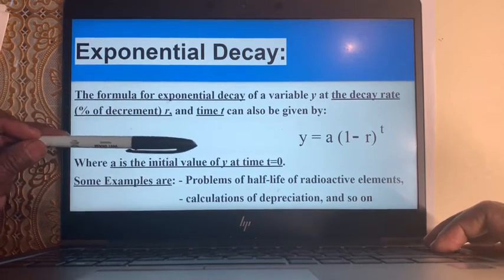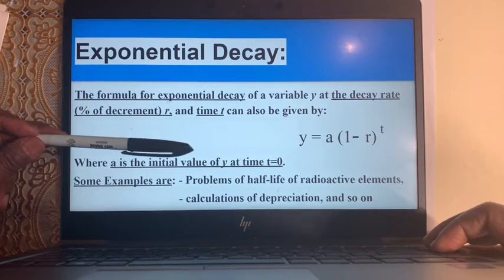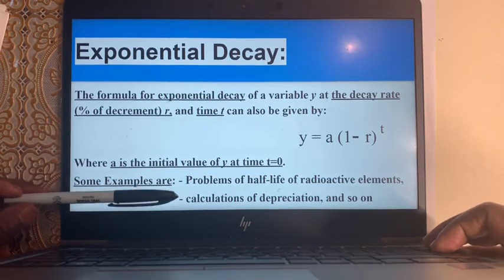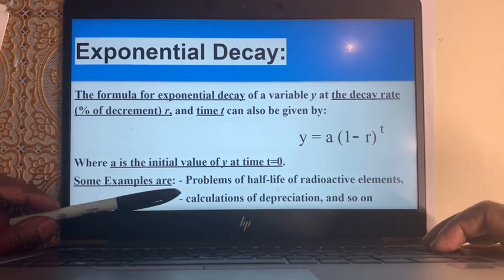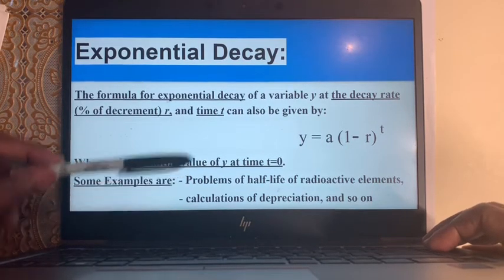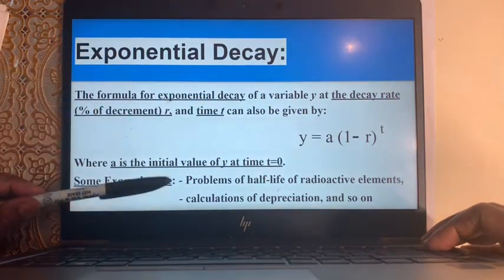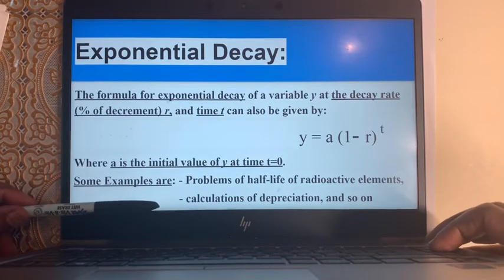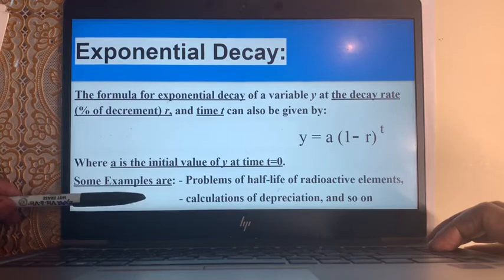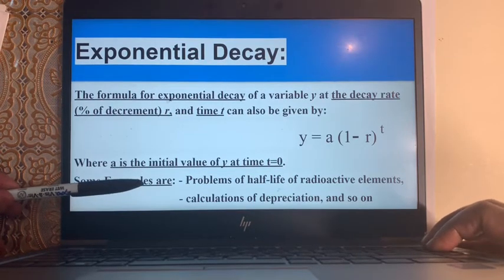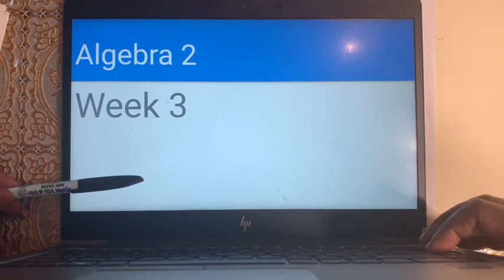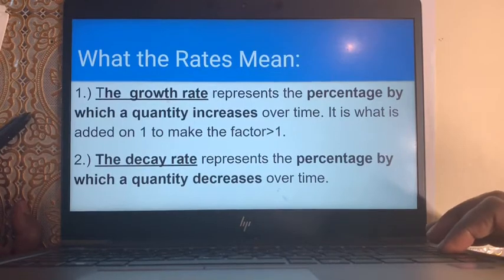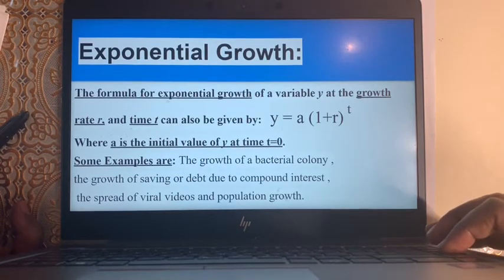Some examples of exponential decay in real situations are problems of half-life of radioactive elements, where we apply the exponential decay formula. We can also use it for calculations of depreciation and so on. Okay, let's see practical examples of how we apply exponential growth or exponential decay.